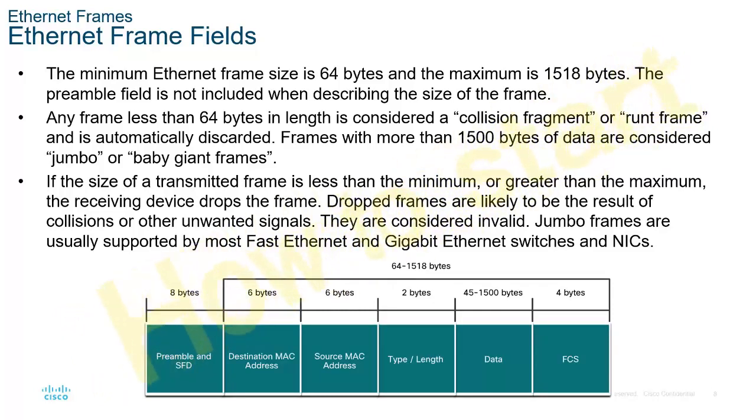The nice thing is, if a switch is sending a frame and it's too small or too large, then the other switches can drop it. Jumbo frames are usually supported by most Fast Ethernet and gigabit switches, but you have to have them configured. Again, a jumbo frame is larger than 1500 bytes. 1518 is kind of the limit. Above that would be a jumbo frame.